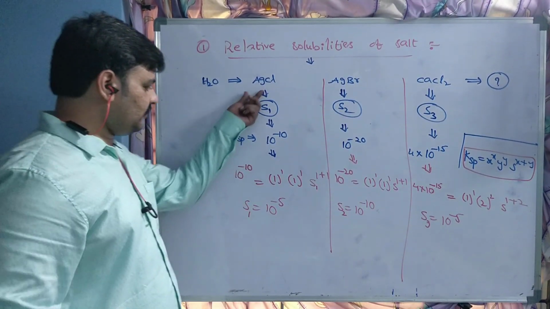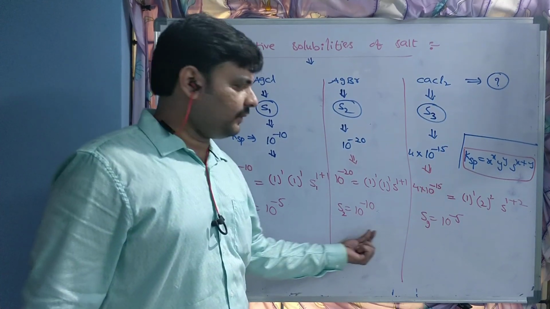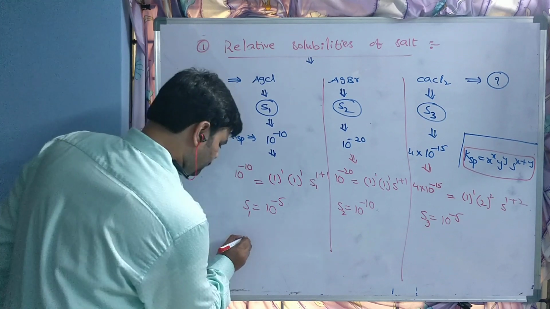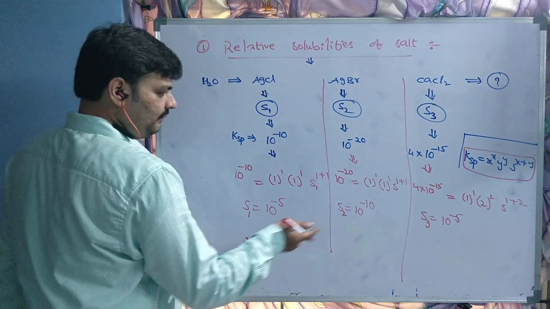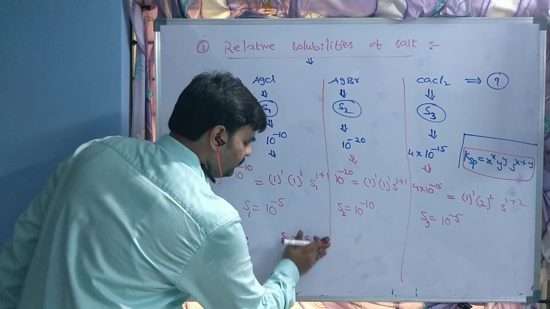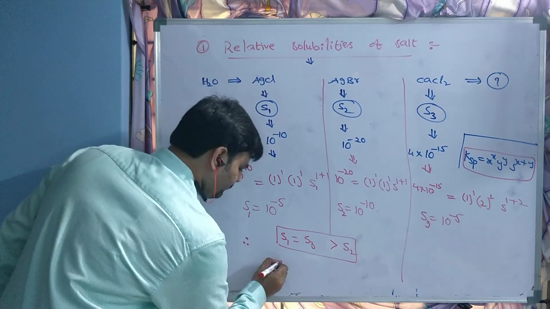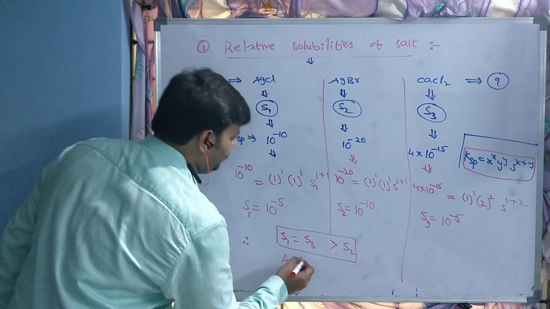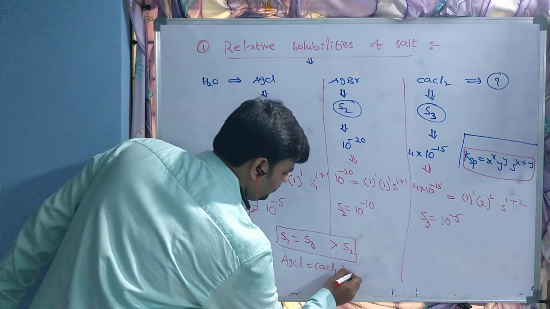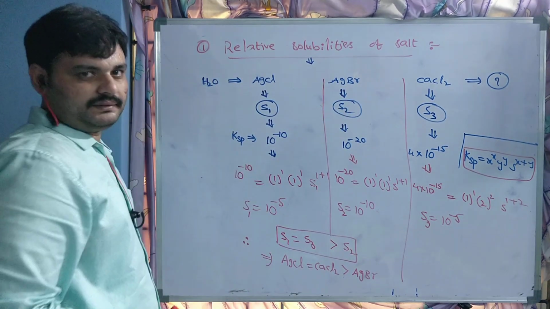Therefore, in water, the solubility of AgCl is 10 power minus 5, AgBr is 10 power minus 10, and this value is 10 power minus 5. Therefore, it is very clear which value is more. S1. So clearly S1 is equal to S3, which is greater than S2. Means the solubility of AgCl and CaCl2 are equal and AgBr is less. That is the meaning, as per the Ksp values.